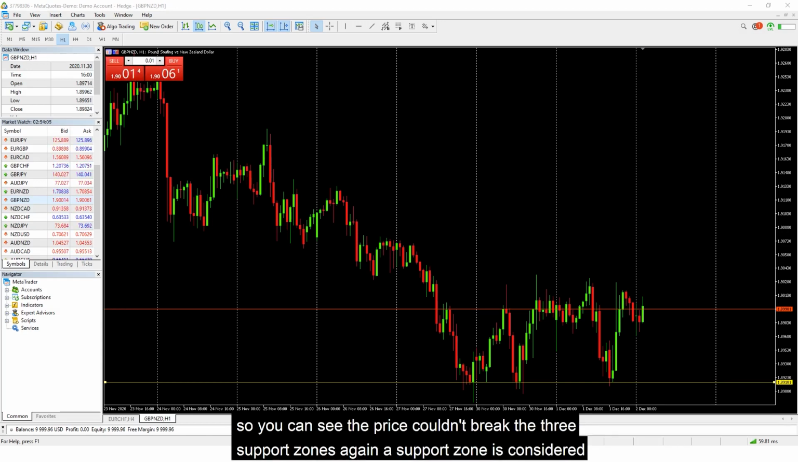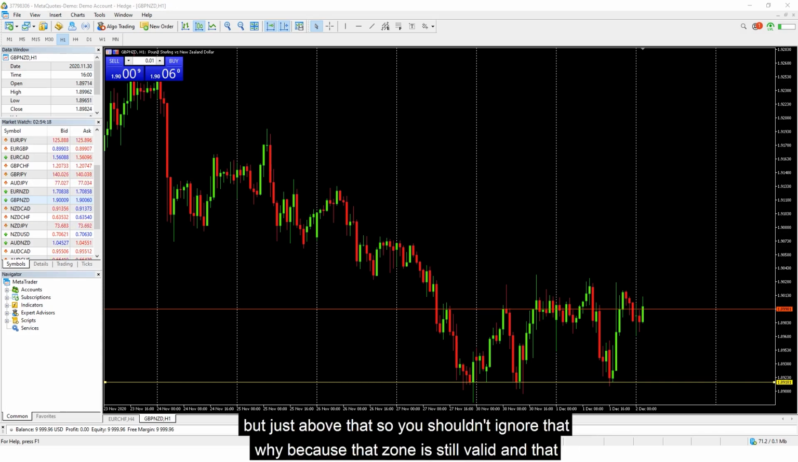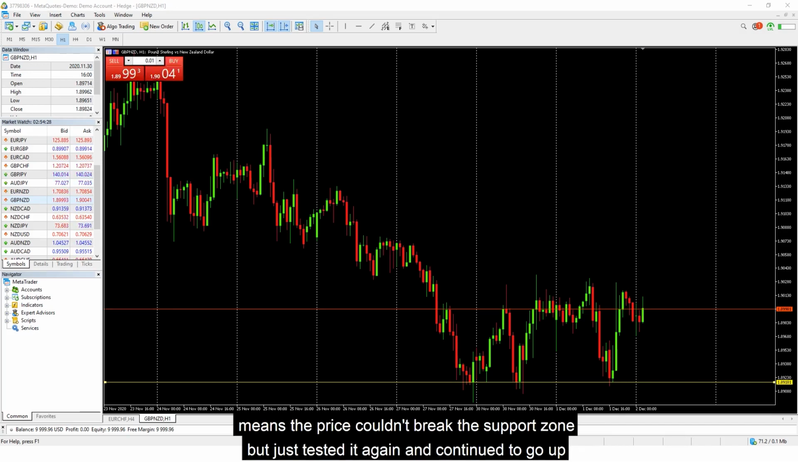Again, a support zone is considered valid even if the candle doesn't close at the same price as the previous candle of the previous support zone. So the candlestick of the 3rd support zone wasn't closed at the horizontal line, but just above that. So you shouldn't ignore that. Why? Because that zone is still valid, and that means the price couldn't break the support zone, but it just tested it again and continued to go up.